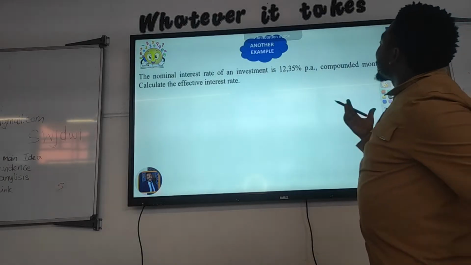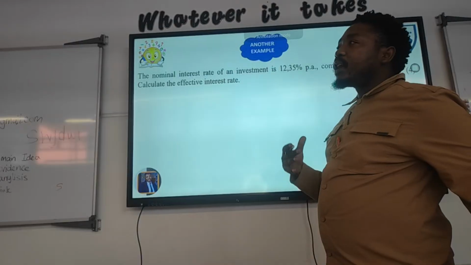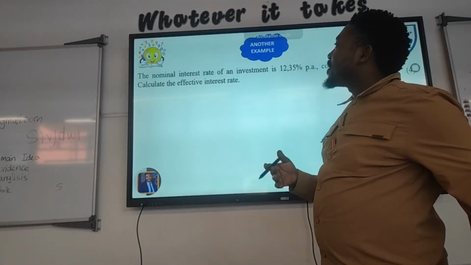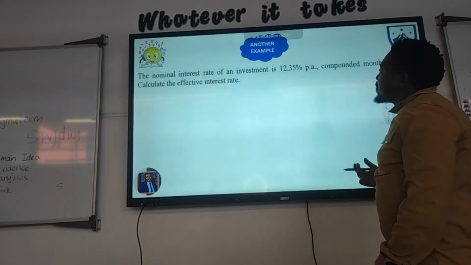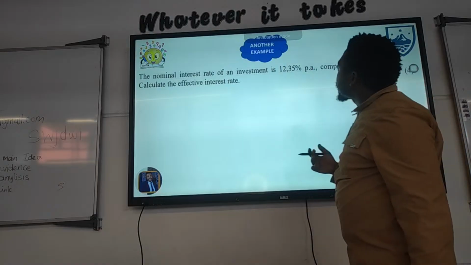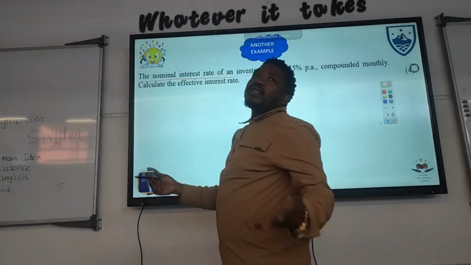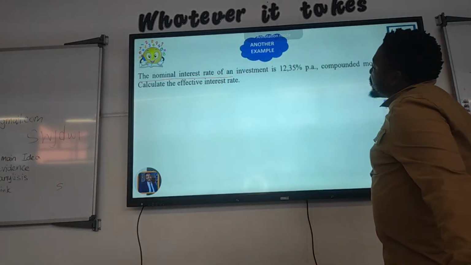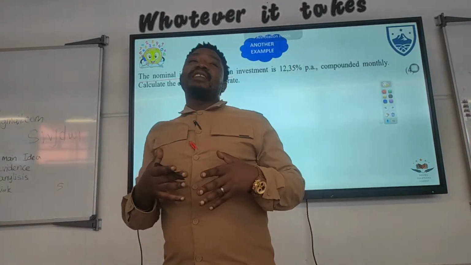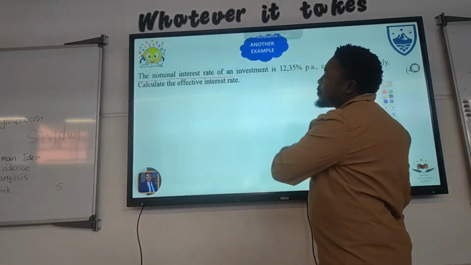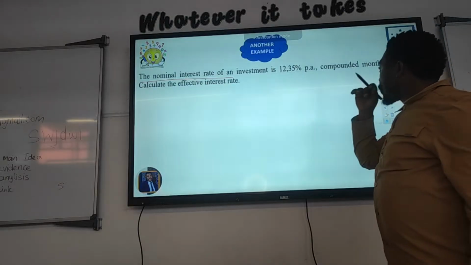For example, it can be compounded monthly, it can be compounded annually. Not annually, that is effective interest. It can be compounded weekly, it can be compounded daily. It will depend how they give you. So they will also say you are given the nominal interest. Sometimes they will say find the nominal interest rate, then you know that from learning how the effective interest has come about, you'll be able to move backwards to find your nominal interest. Now let's take a look at this one quickly.